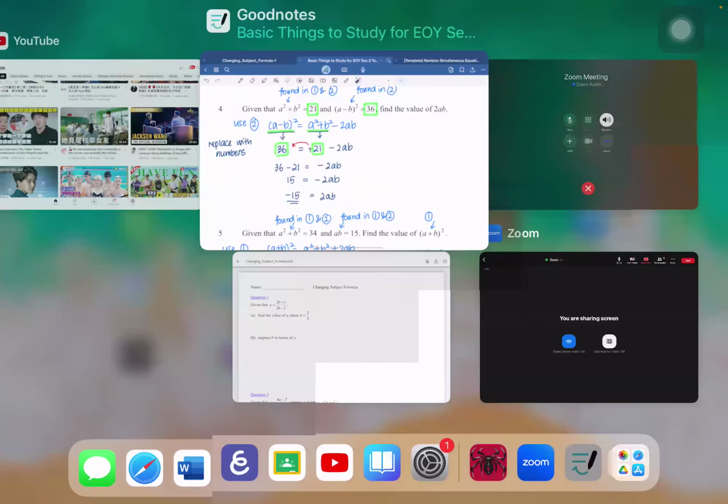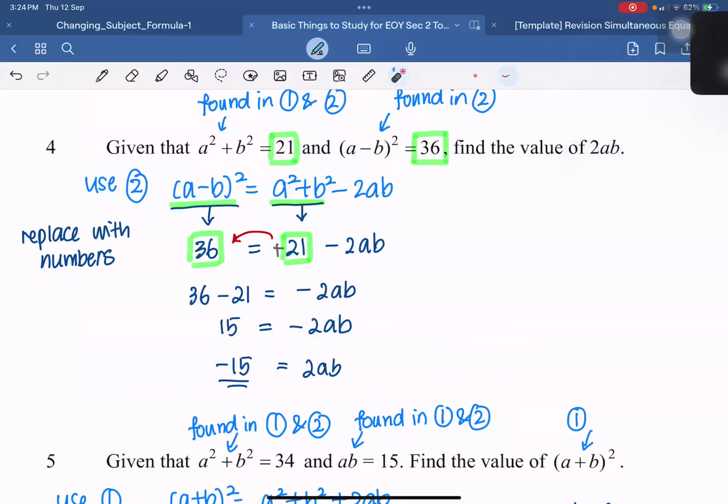Then what can I do? How can I change the sign? I just multiply by a negative number. So this one becomes negative 50. Okay?